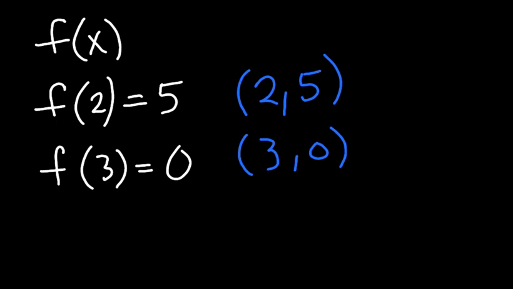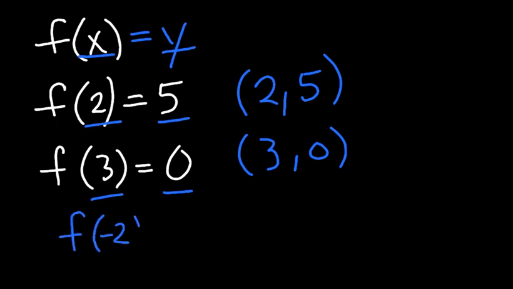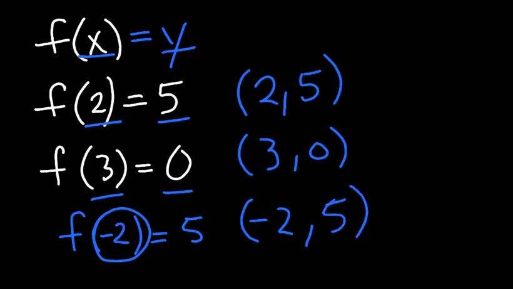Okay? So you could actually say that f of x equals y up here, if that helps your brain to go, oh, that's an x, that's a y. It's an x, that's a y. So if they tell you f of negative 2 equals 5, and you need the ordered pair, remember, you put negative 2 in, and you got 5 out. So there's the ordered pair. So it's in order, if that helps.